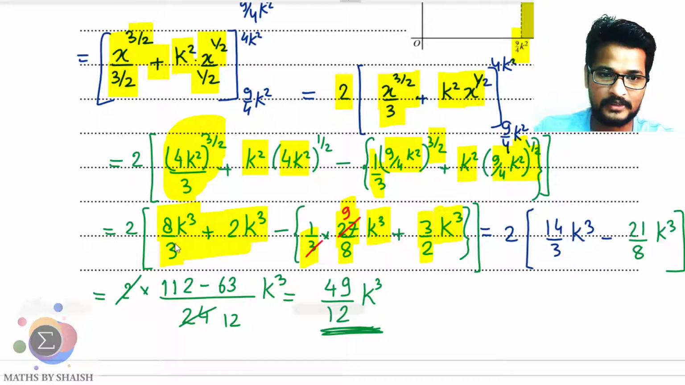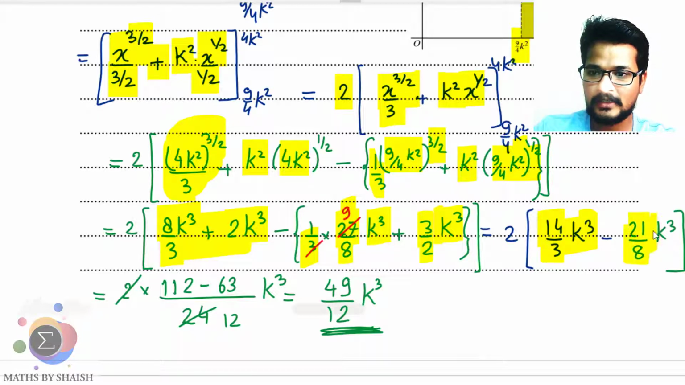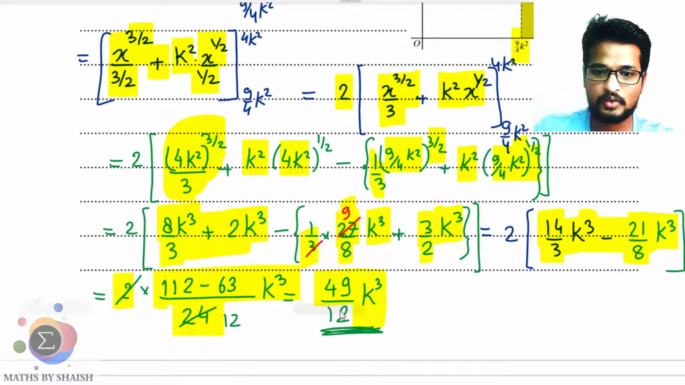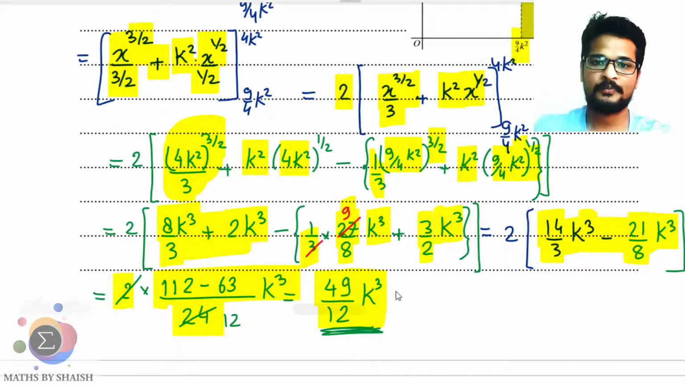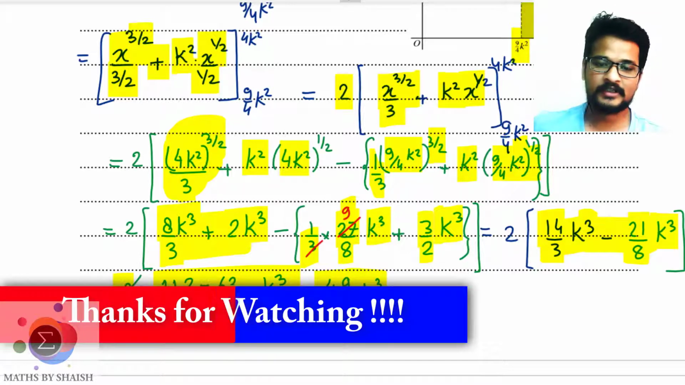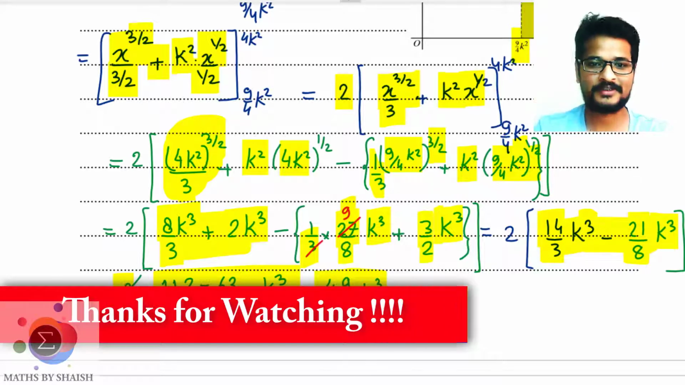We simplify these two, we got 14 by 3 k cube, we simplify these two, and then we got 21 by 8 k cube, and we subtract it and then multiply by 2, we got the final answer as 49 k cube upon 12, and that's the area, unit square we can write at the last. So that's the solution of this paper. I hope it was of some help. We'll meet again in the next paper, solution of the next paper. Till then, thank you so much.